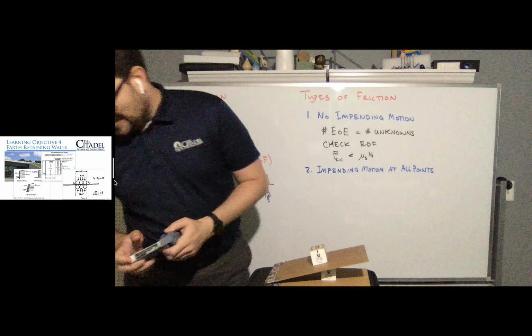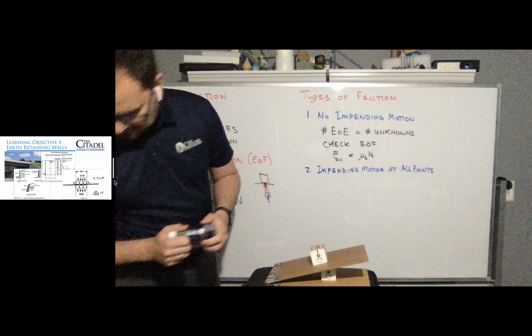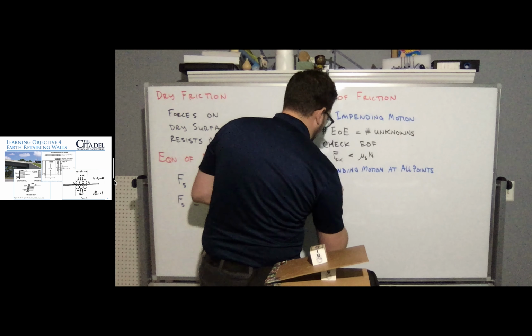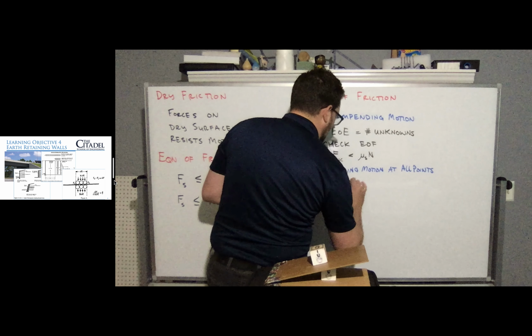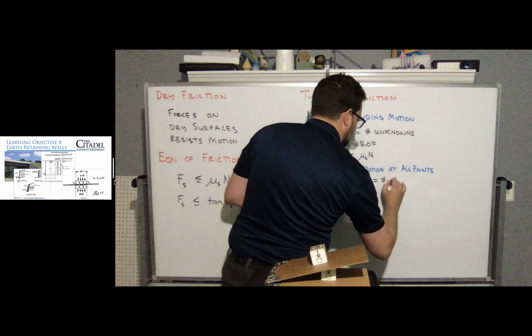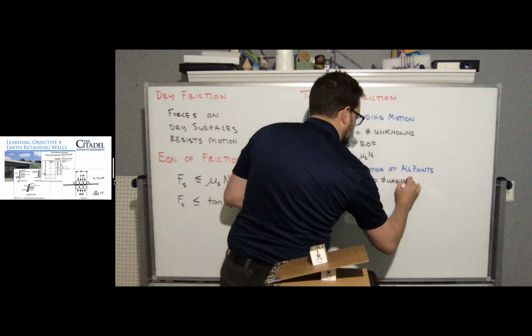And so in this case, the number of equations of equilibrium plus the equation of friction will equal the number of unknowns.